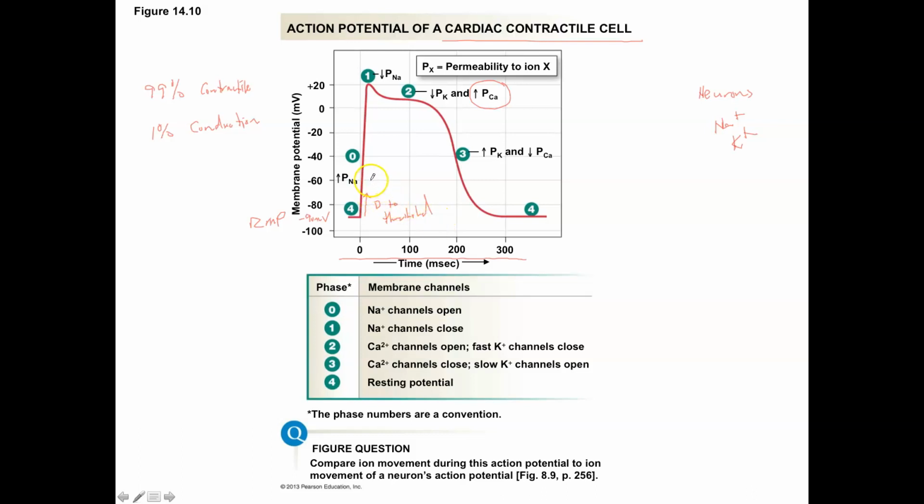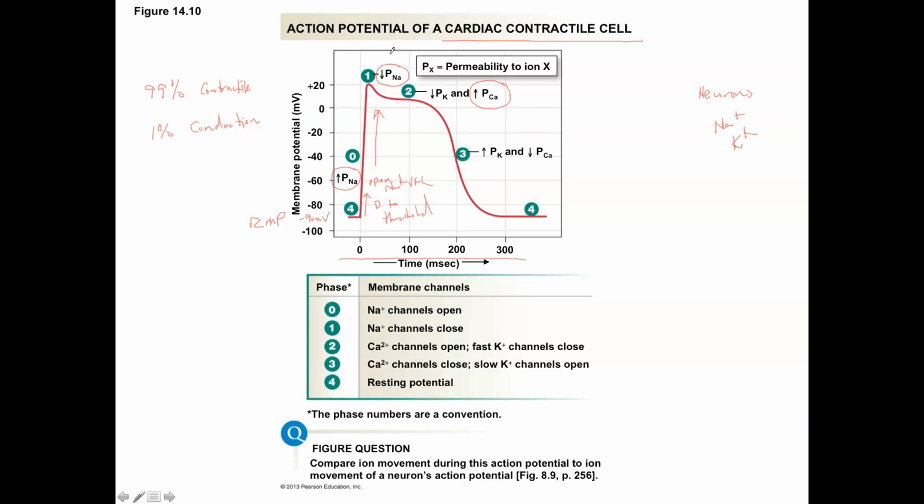When you get to threshold, we're going to see an opening. We're going to open sodium voltage gated channels along the plasma membrane. That's going to allow a greater influx of sodium, so we see an increase in the permeability of sodium. As sodium enters into these cardiac contractile cells, we get a much steeper depolarization that takes place. As the sodium voltage gated channels close, there's going to be a decreased permeability of sodium.